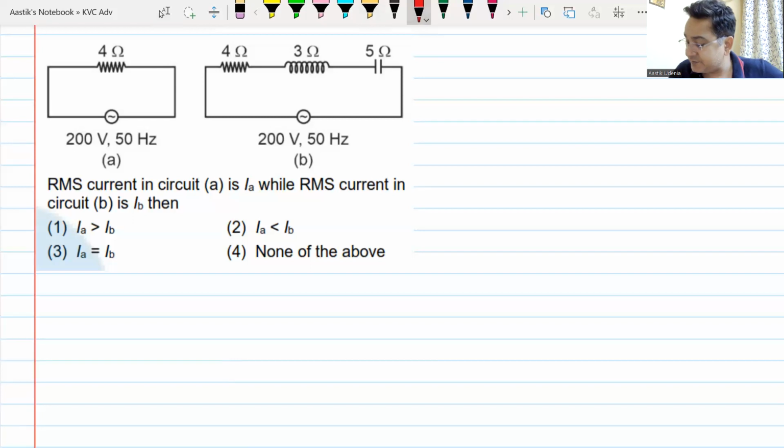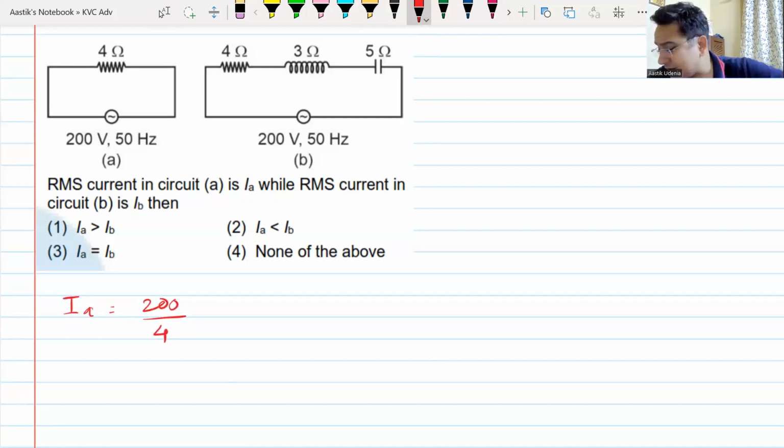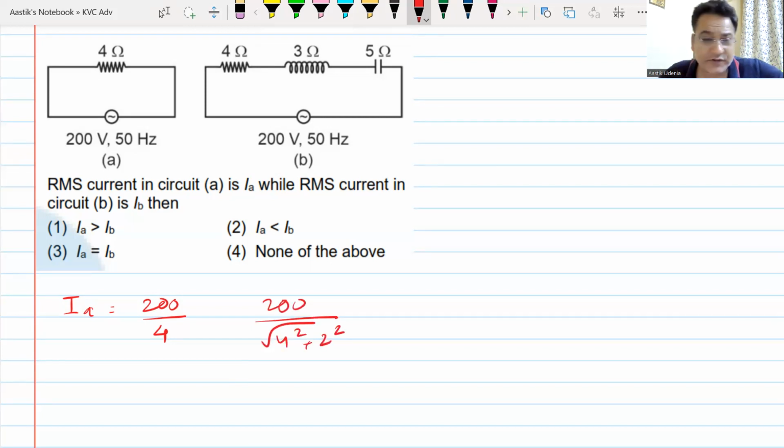In the first case, IA will be equal to 200 by 4. I'm assuming that this is the RMS voltage given here. In the second case, it is 200 upon under root of 4 square plus 2 square. So which one is more? IA is more. Do we understand this? Yes, sir. Great.